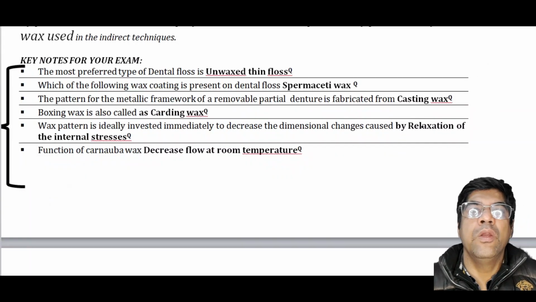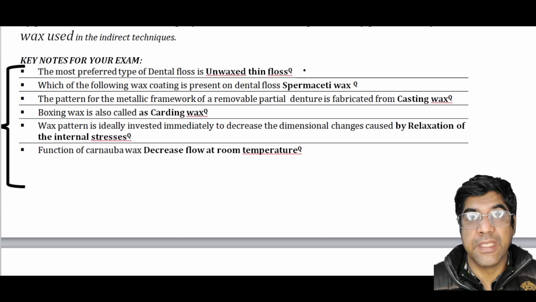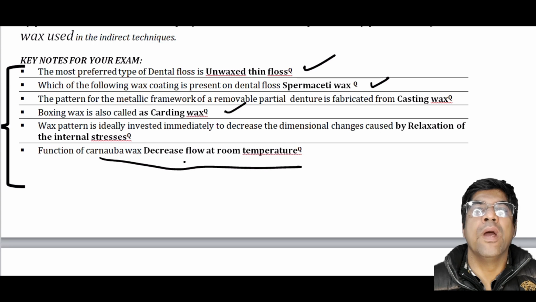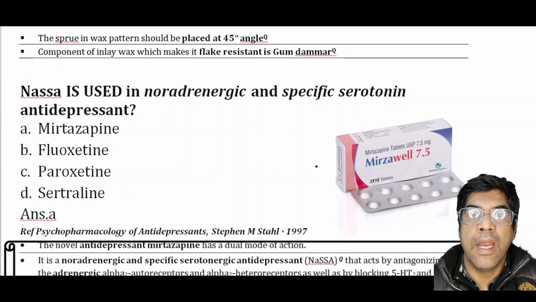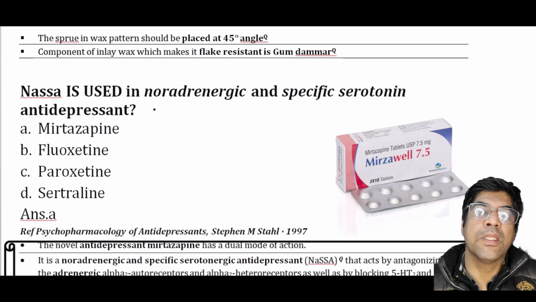So a few keynotes that you have to remember for your exam point of view. The most preferred type of dental floss is the unwaxed thin floss. The wax coating that is present on dental floss is paraffin wax. Boxing wax is also known as carding wax. The function of carnauba wax is that it decreases flow at room temperature. Remember that for your entrance exam point of view. Now let us move to another question.